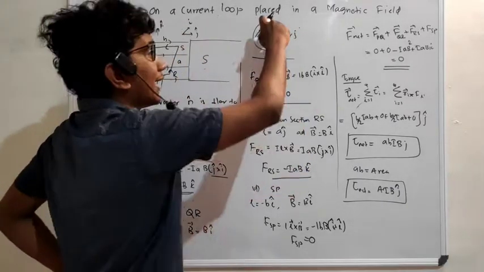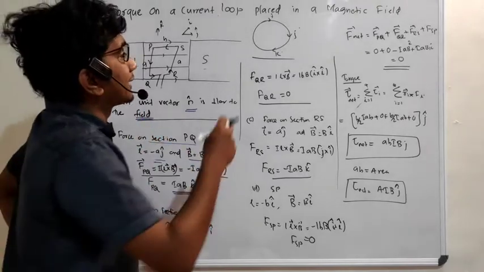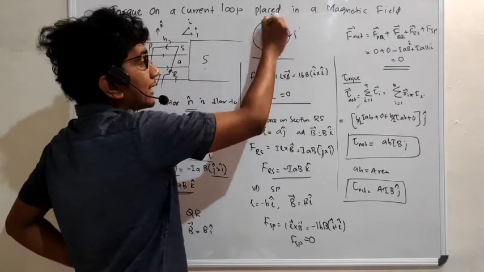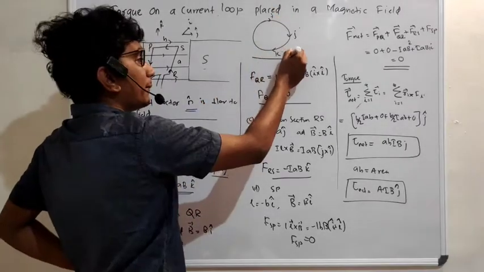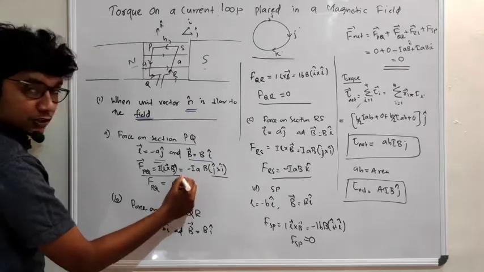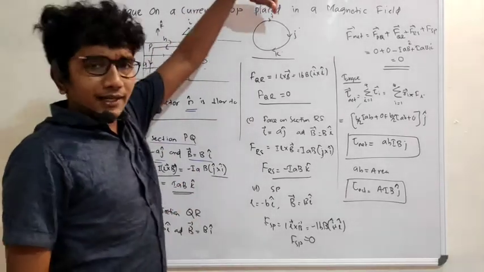Draw like this: i, j, k. Draw like this i, j, k. And here j cross i, in the reverse direction, will be minus k. It will be minus k. So minus k into minus, plus k. IAB k.